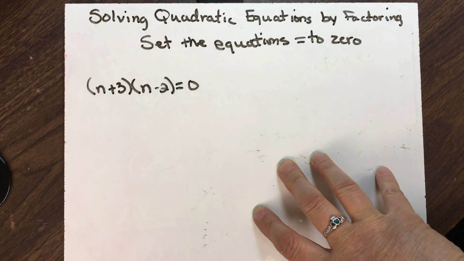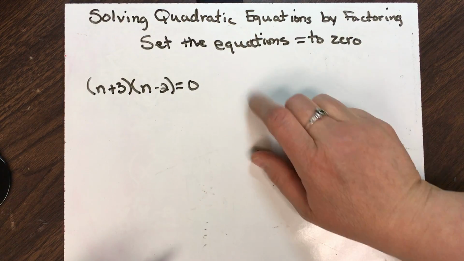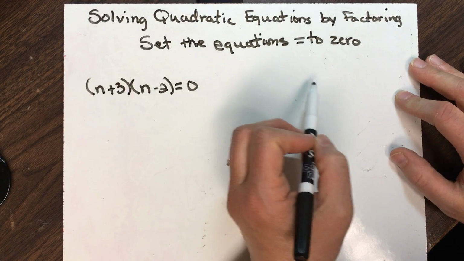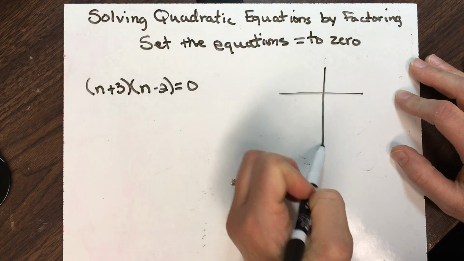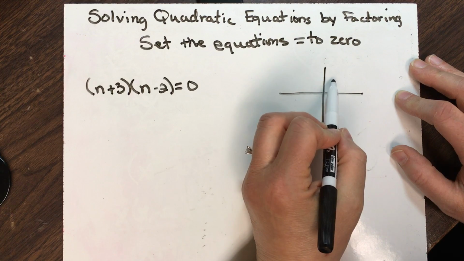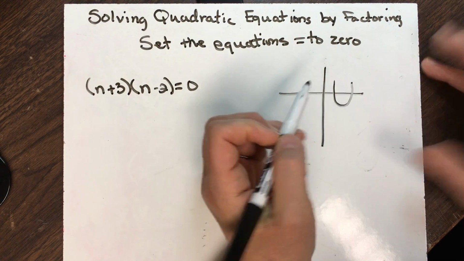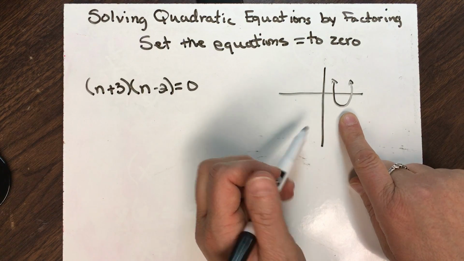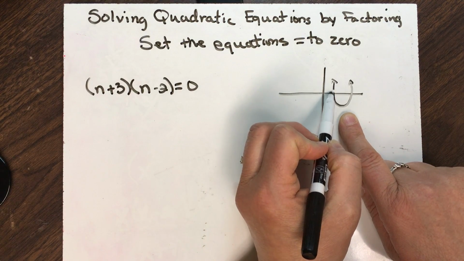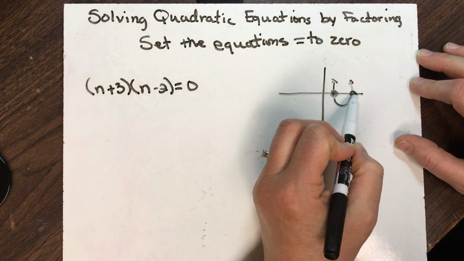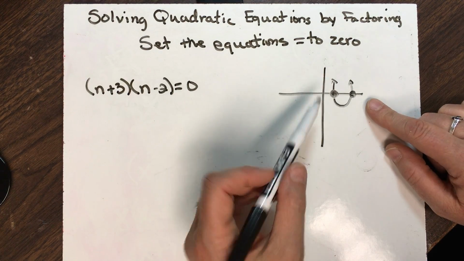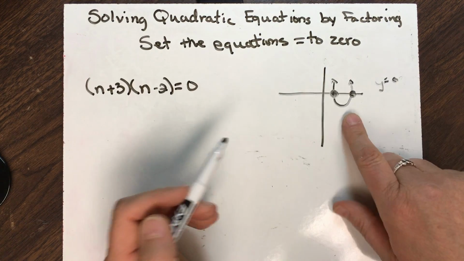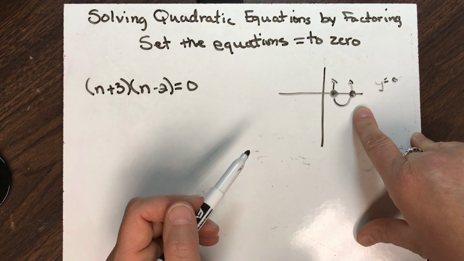Today we're working on solving quadratic equations by factoring. So we're going to set the equations equal to 0. And briefly, here's why. When we have a quadratic equation, we end up with a parabola. And the parabola is the U shape that you're all used to. But we're looking to see where it crosses the x-axis. So in this case, the parabola would cross here, and it would cross here. So this is when y is at 0. So we need to figure out what these two values are.